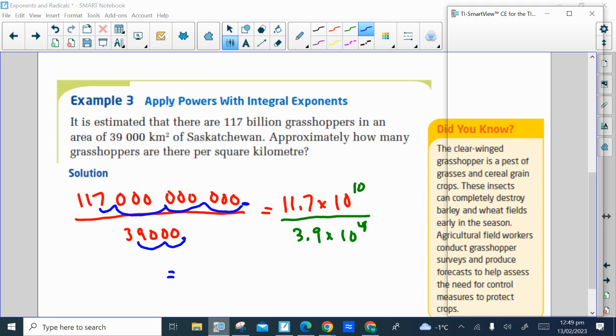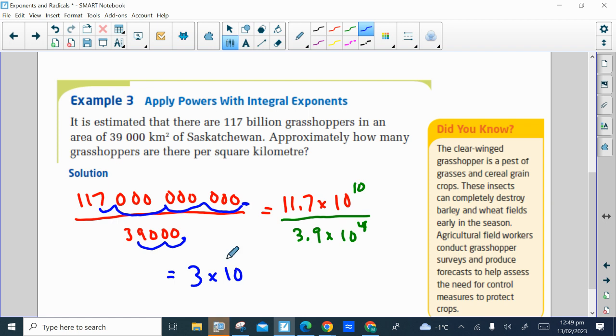Can someone do that on their calculator? Mine is asleep right now. It doesn't want to wake up. What's 11.7 divided by 3.9? Exactly 3? Okay, thank you. So when you divide those, we'll get 3.